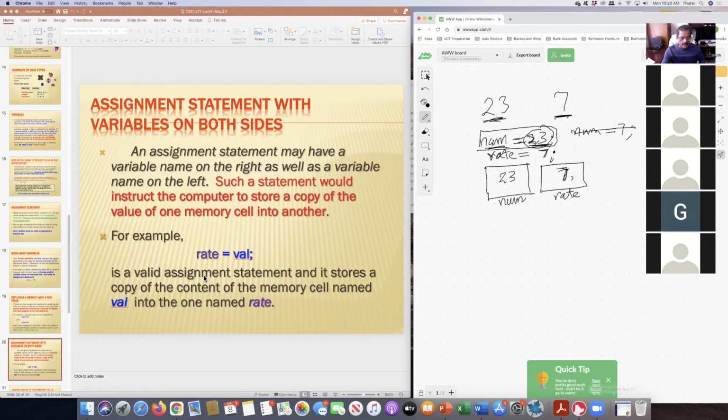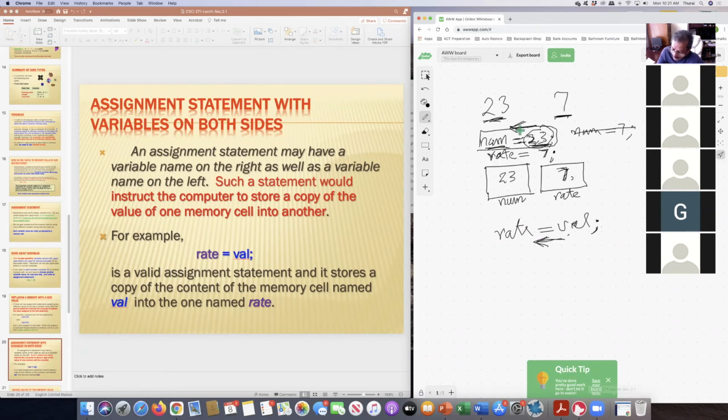Also, if you write rate equal to val, a variable equal to another variable, that would mean copy the value of val into rate. Every instruction will have a semicolon at the end. It means copy the val into rate. Always assignment goes this way. Like here, num equal to 23, 23 goes into num this way. That's the direction of the assignment. You have to remember that. If you write val equal to rate, then you're copying in the opposite direction.